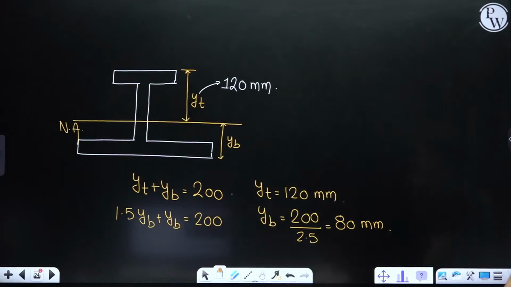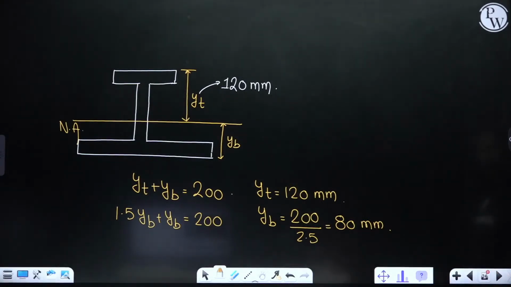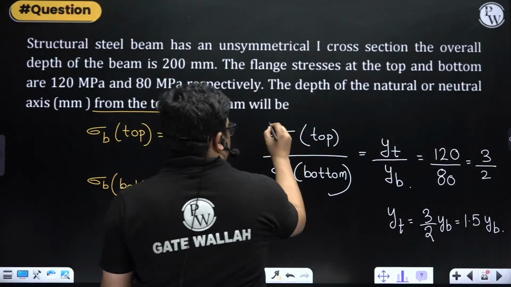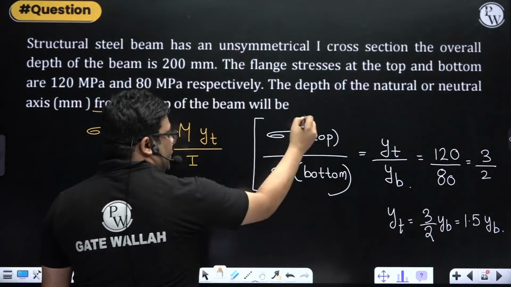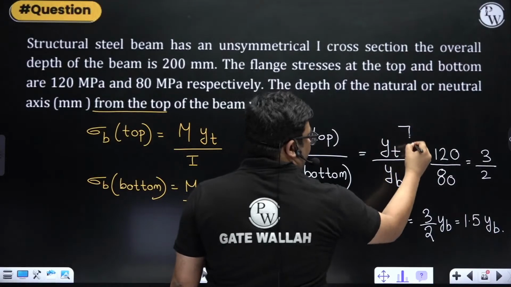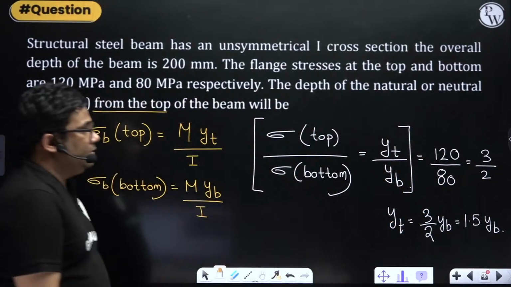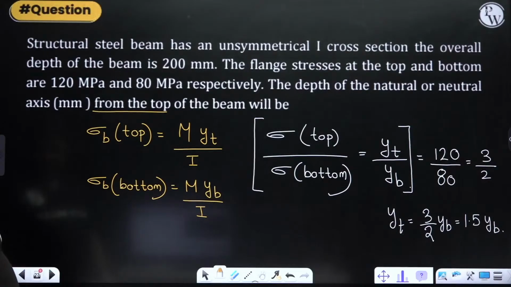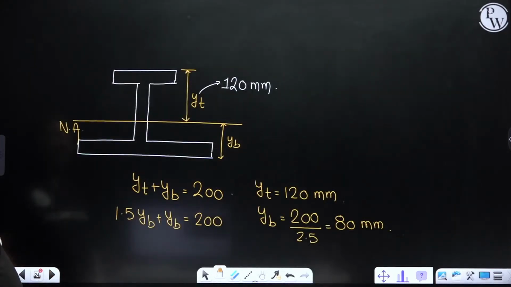And easily you can solve. Just you should know this equation, right? That in an unsymmetrical I section, the ratio of bending stress at top and bottom is equal to what? Y top by Y bottom. So if you know this, you can solve this kind of question, right? Let us solve another type of question which is asked in bending stress.